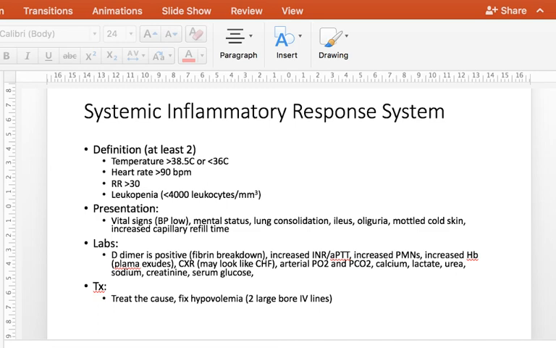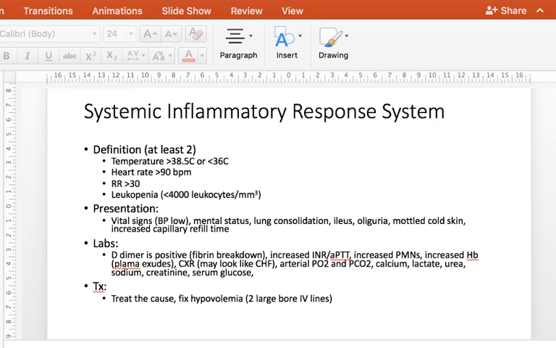Presentation, vital signs similar to what we spoke about before. Mental status is impaired. You'll hear lung consolidation. There's likely an ileus. That's because when you have inflammation in the bowel, a lot of the exudates will accumulate, and they will almost accumulate as if it was a bowel obstruction. Oliguria, again, because the kidney's not being perfused, so all of those fluids are not being peed out. And then mottled cold skin, that's again because of generalized vasoconstriction, and increased capillary refill time because, again, you're not getting perfusion.